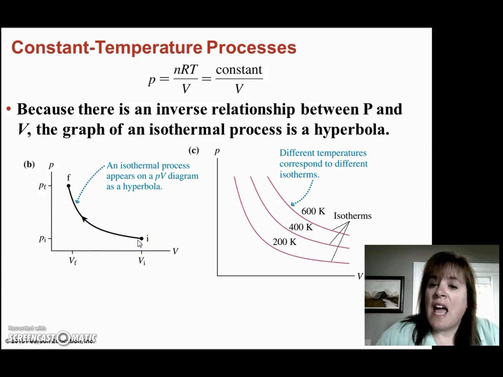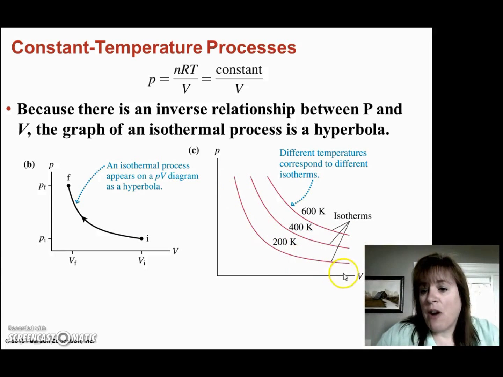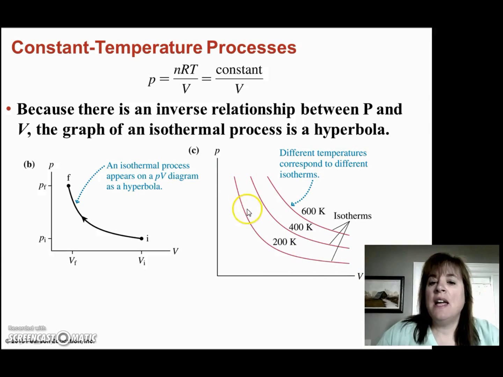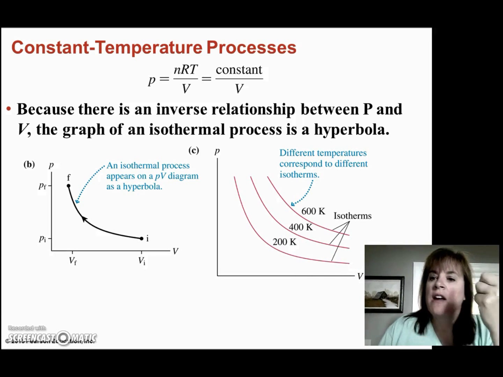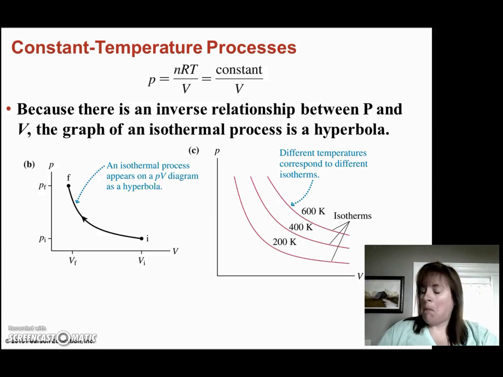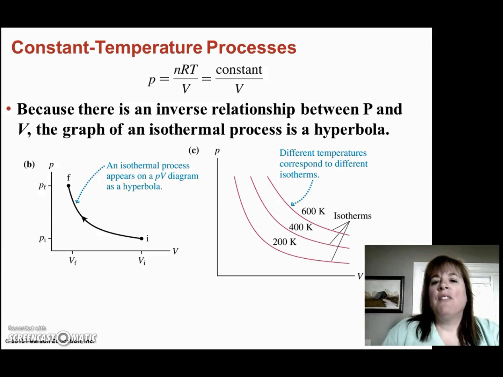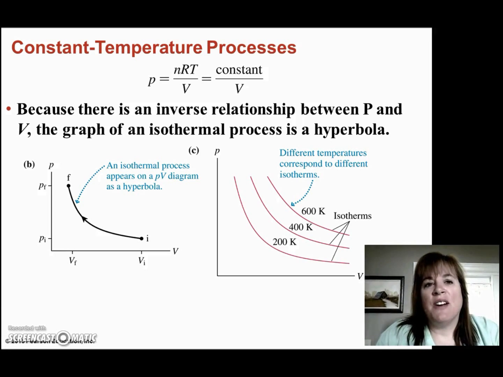Now, these curves actually have names. These are called isotherms. So anytime I am moving along an isotherm in a PV process, I do not change temperature. So if I don't change temperature, what does that mean about the kinetic energy of the gas? It must stay constant. All right, one more process to go.